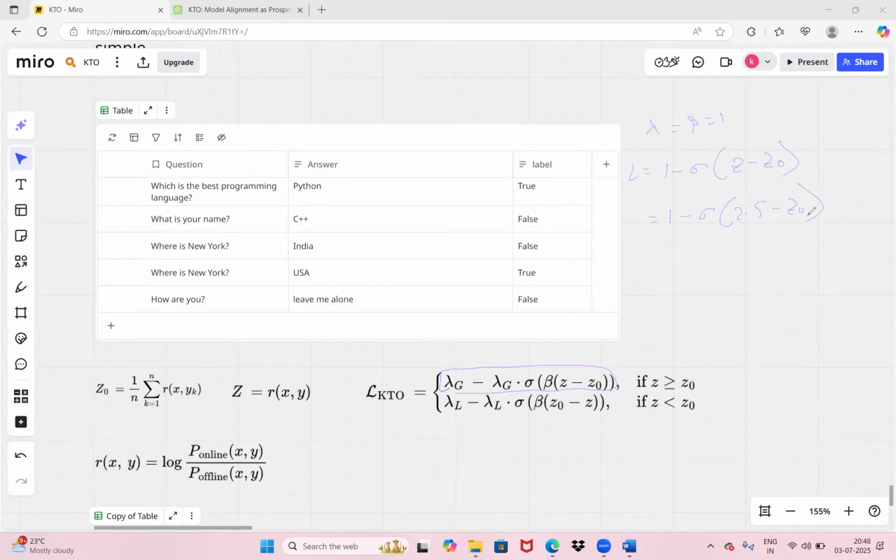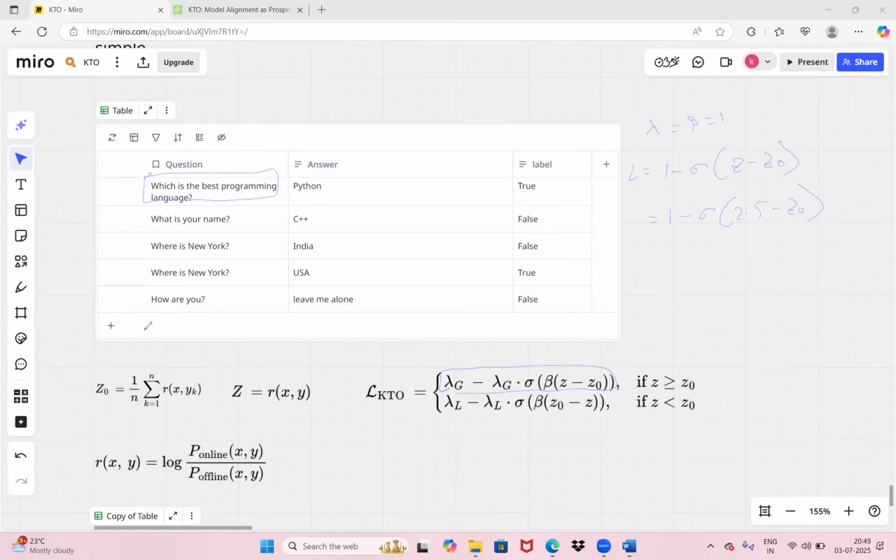Now, how do you calculate z naught? Z naught is nothing but the average of rewards across all the possible answers for a given question. So now for this question, we might have tons of possible answers. We need to calculate rewards for all those answers for this question and average all those rewards. It's a very time consuming process. So we don't do it. What KTO paper proposes is a biased estimate for this z naught.